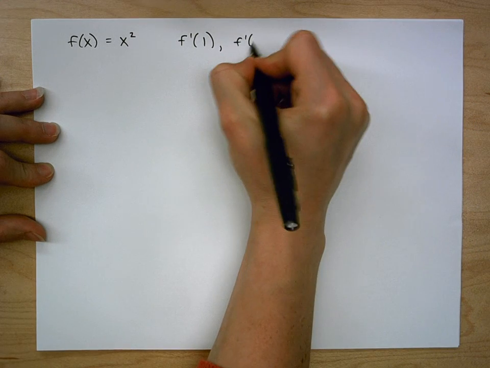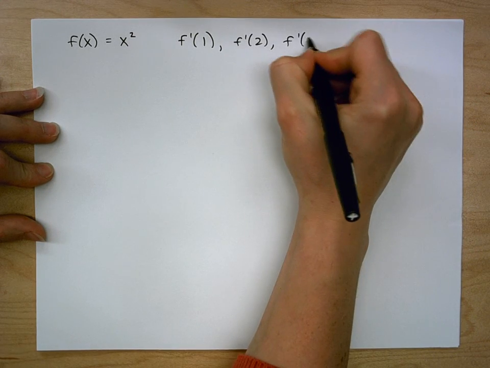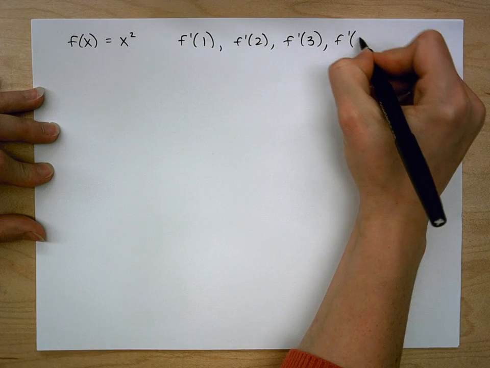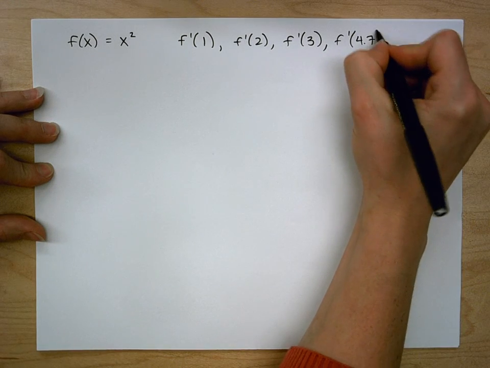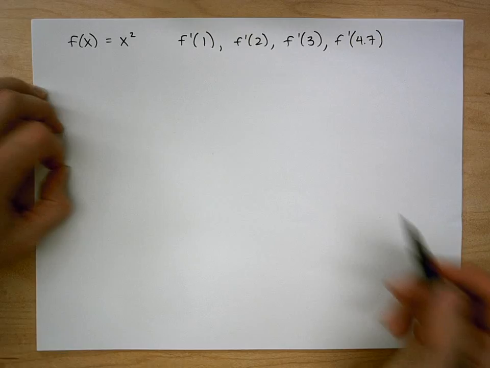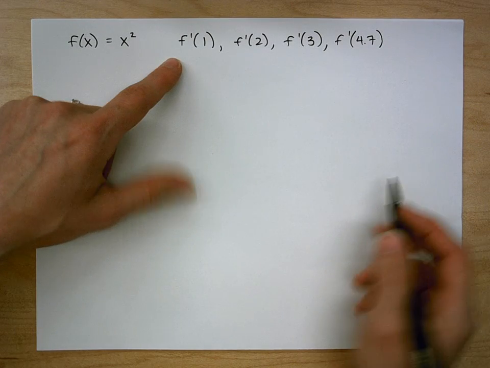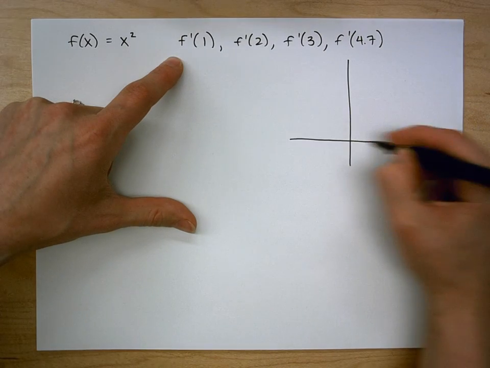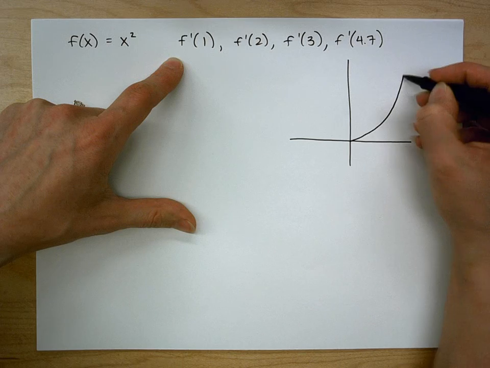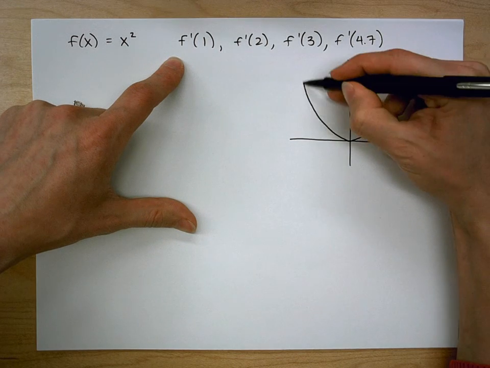Maybe I also want to know what f prime of 2 is, and f prime of 3, and f prime of 4.7. Okay, so let's just say that I wanted to know lots of different slopes of tangent lines for this particular function x squared. Let's just go ahead and draw it. Okay, so there's our function x squared.